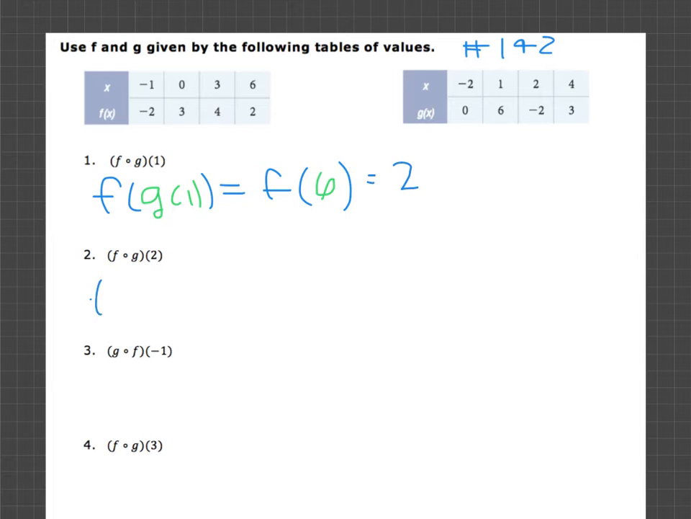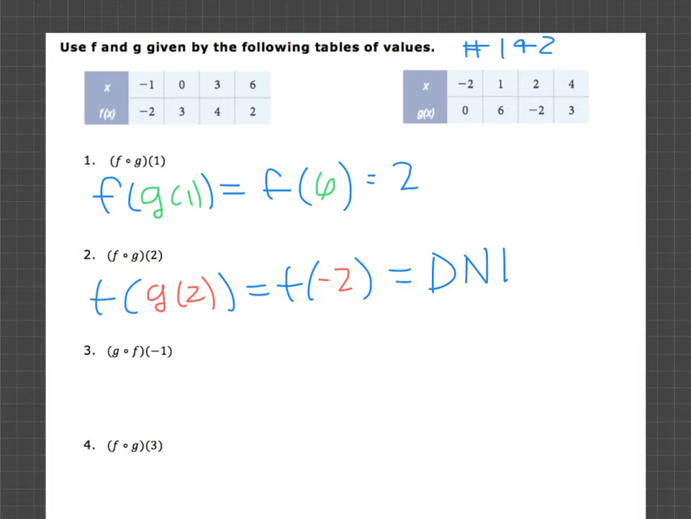All right, let's look at the next one. f of g of 2. So we got to figure out what's going to go in there. So we evaluate g when x is 2. Well, there is 2, and g is -2. So we plug in a -2, and then we look at f when x is -2. All right, we don't have any -2's in our x row. So that means that f of -2 does not exist.